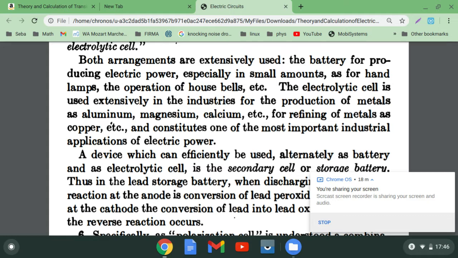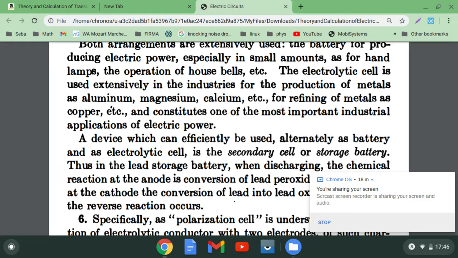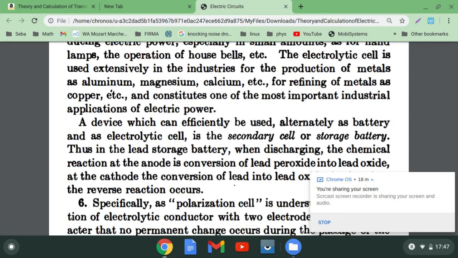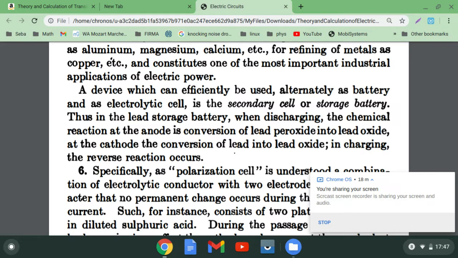The battery is used for producing electric power, especially in small amounts, as for hand lamps and the operation of house bells, etc. The electrolytic cell is used extensively in the industries for the production of metals such as aluminum, magnesium, calcium, etc., for refining of metals such as copper, etc., and constitutes one of the most important industrial applications of electric power.